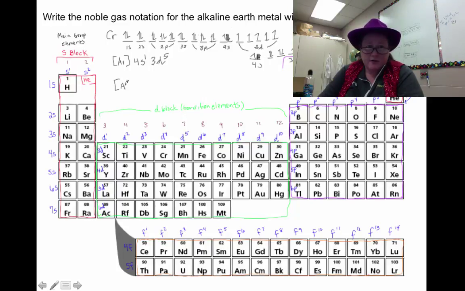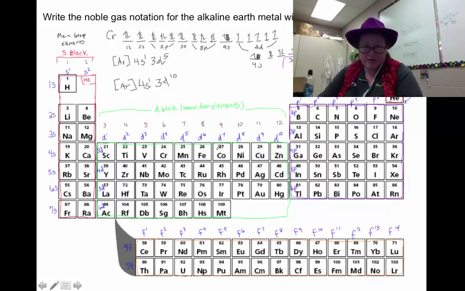So copper is also a 4s1, 3d10. My pen started writing like a kindergartner again. So there are 2 elements that end in 3d10. So these are the 2 exceptions that you're responsible for.